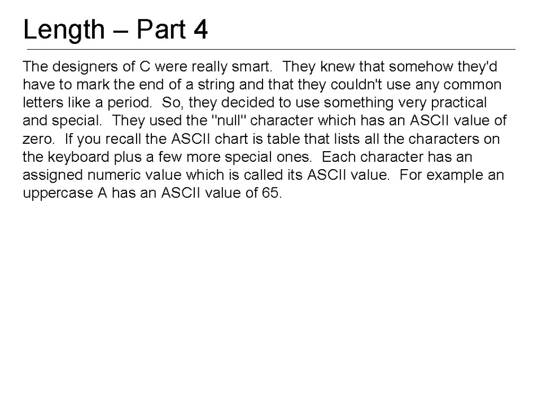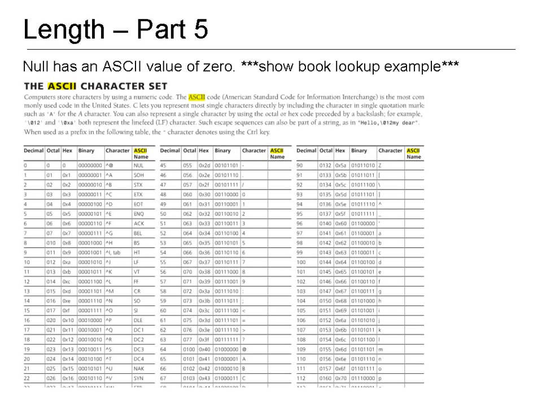If you recall, the ASCII chart is a table that lists all the characters on the keyboard plus a few more special ones. If you actually bought the C book, if you turn to the very inside front cover, you will see an ASCII chart there. Each character in the ASCII chart has an assigned numeric value, which is called its ASCII value. For example, an uppercase A has an ASCII value of 65. So you can tell here I've taken a picture of that ASCII chart from our book, and if we look, we can see that the numeric value for an A right here is 65 and B is 66.